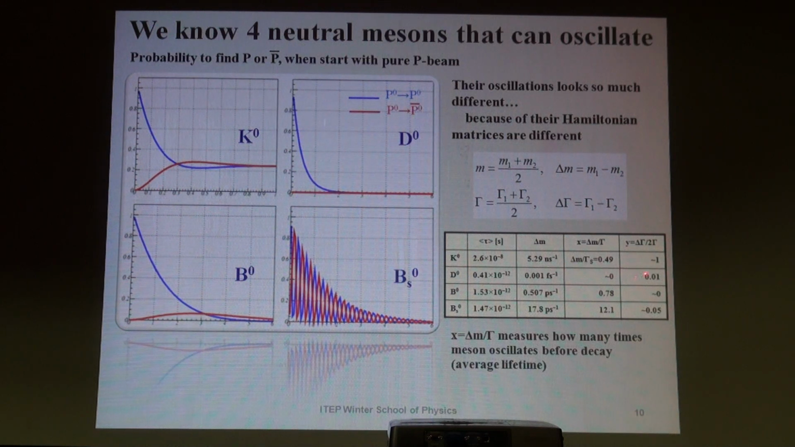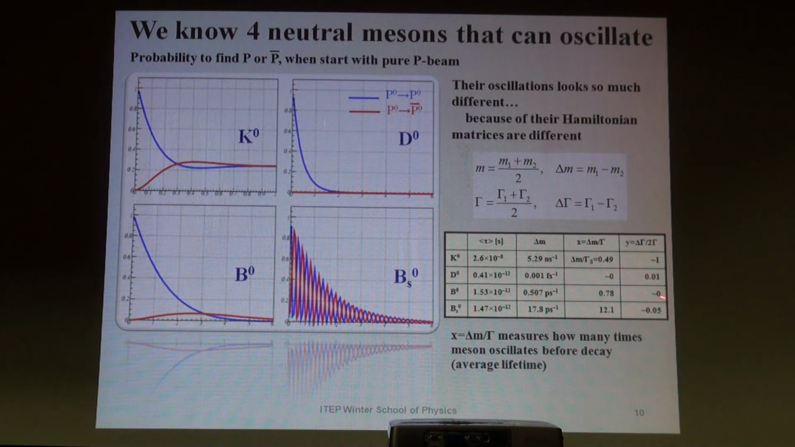For D mesons, they are both very small. D-D bar mixing is now measured. Unfortunately, it's very difficult to determine x and y separately for D mesons, but we know that the mixing exists. It's tiny, almost not possible to see it in this picture because it's only about 1%.